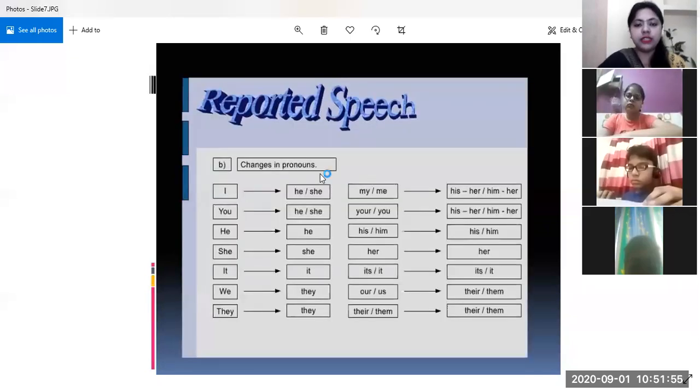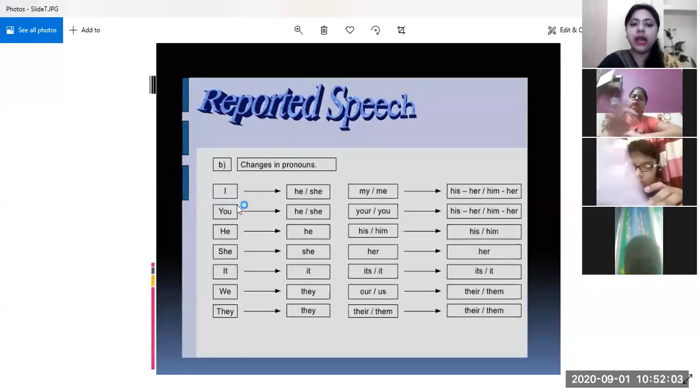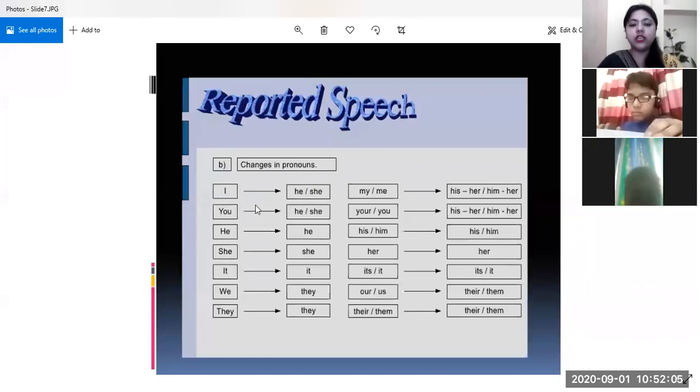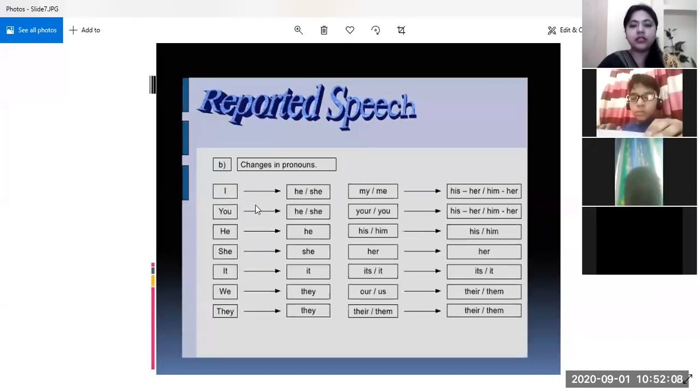So here you can see how pronouns change and which pronoun changes to what. This has been mentioned in this table. For example, it changes into he or she. And sometimes it changes into you also, when the speaker is addressing the speech to me. For example, he said to me, you are so and so. When this speech is directed towards me, here I will change into you. We will look into it when we do the examples.